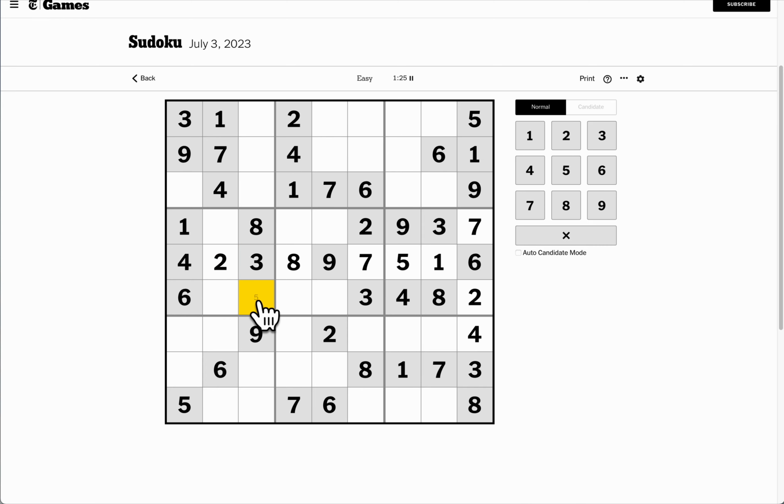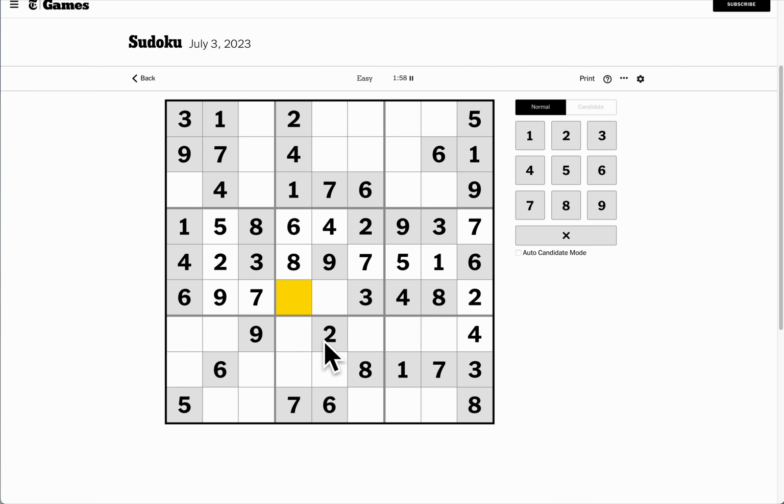Okay, 5, 7, and 9 in these cells. Neither of these can be 7. That puts a 7 there. Nine tells me that's a five, and that's a nine. Okay, row four is missing four and six. Well, there you go.